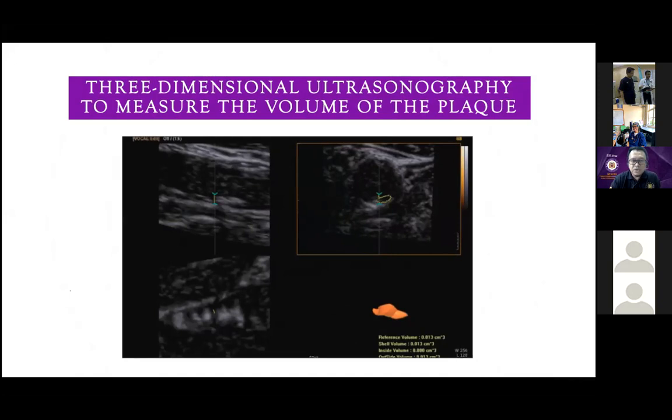This is how they actually measure the plaque volume. They need to have the 3D ultrasound.